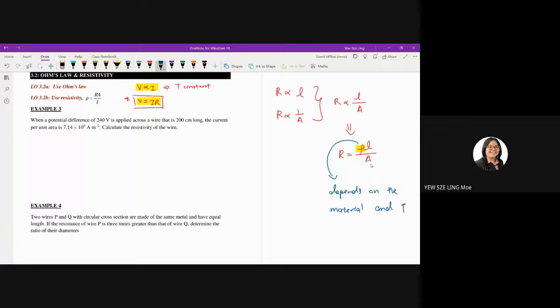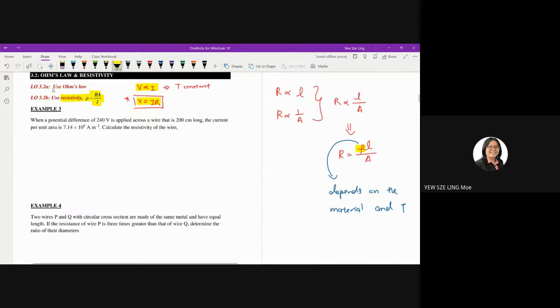When you rearrange the equation, you obtain the equation given in your learning outcome: resistivity equals RA over L. Basically, you just rearrange the equation for R.